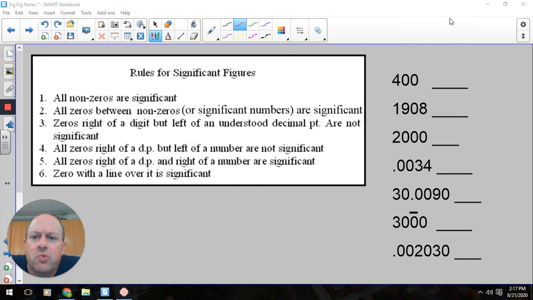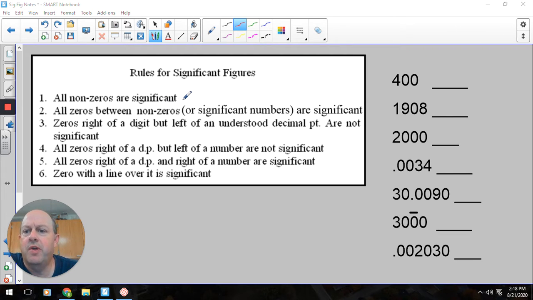There's a series of rules that helps us determine whether or not a digit in a number is significant or not. And then that will help determine when we make calculations whether or not we need to count those digits as significant. So let's go through the rules and we'll do some examples as we go.